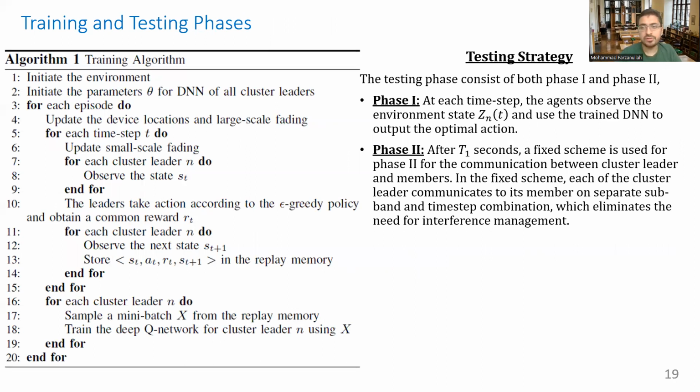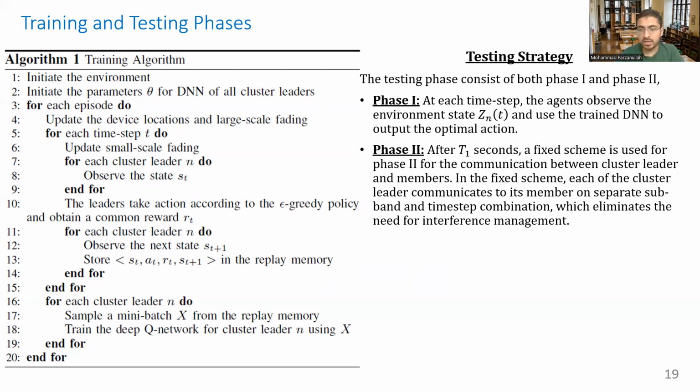This slide basically shows our training algorithm and testing strategy. So we consider an episodic setting with each episode corresponding to the time limit of delivering the packet. Each episode consists of multiple time steps. At the start of each episode, the device location and large-scale fading is updated, while at each time step, the small-scale fading is updated. At each time step, each of the agents observes its local channel and takes an action. Based on it, it receives a reward and moves on to a subsequent state. This tuple of state, action, reward, next state is stored in the memory and it is used to train the deep Q network.